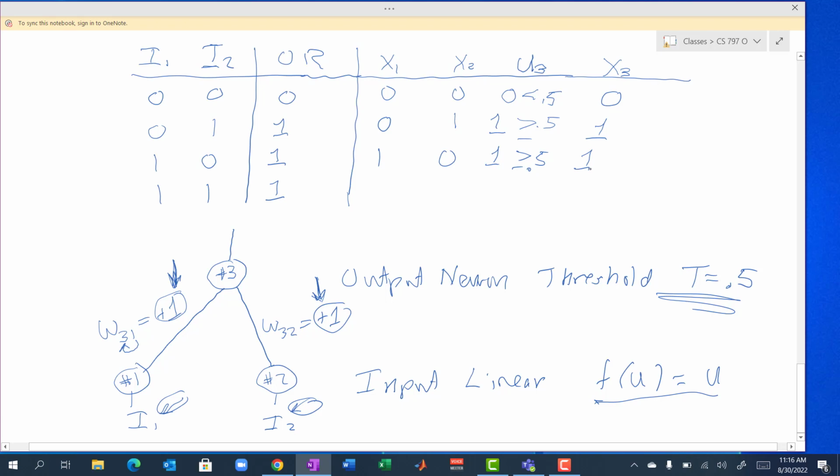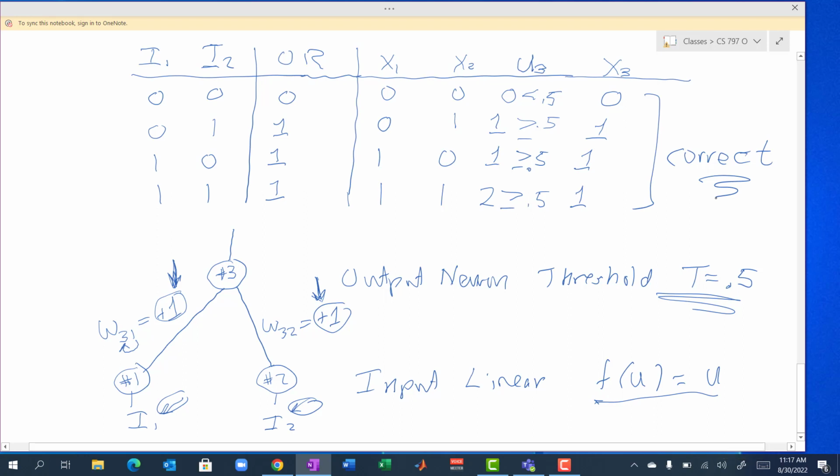You can see how this works pretty easily once you get the hang of it. You put a 1 and a 1 in, so you get 1 times 1 plus 1 times 1, those are the weights, and that gives you a 2 as the net input, and of course that's greater than the threshold, so you get a 1. And if you notice, all of the outputs are correct. So that works.